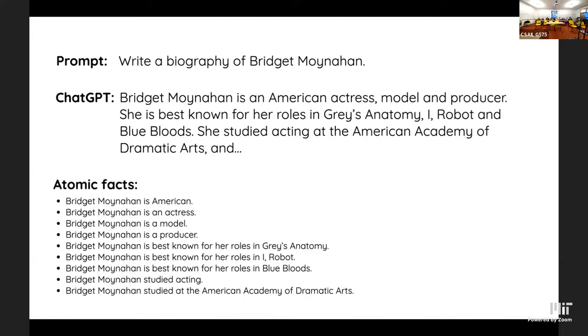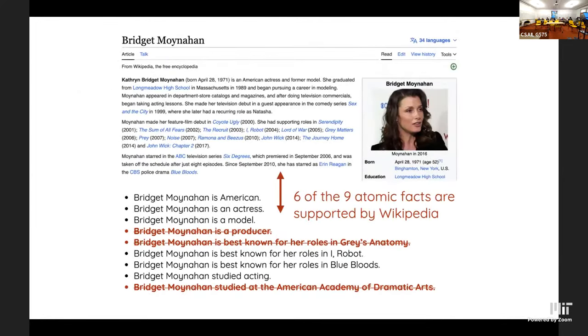So now let's take an individual atomic fact. What we do is we retrieve some text from some large knowledge base. So consider, say, the Wikipedia article of Bridget Moynihan. And we look at what percentage of these atomic units are supported by the Wikipedia article or by the retrieved evidence. So if you look at this article, it does support that she's an American actress and a model. However, it doesn't say that she's a producer. She was not an actress in Grey's Anatomy, and she did not study at the school.